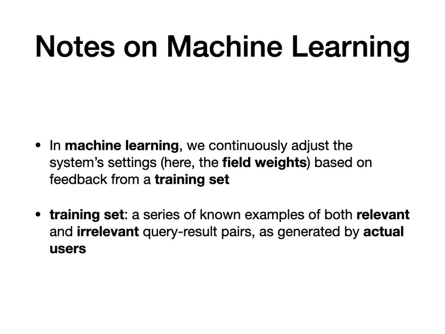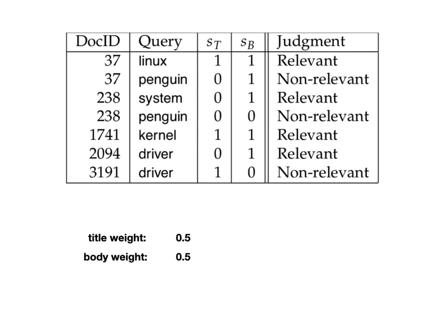And this is, again, based on actual user data. So let's look at this. Oh, there's a lot to pick apart here. So document ID 37 and the query being Linux. For this document, the score for title is a match, right? So S sub T, that's a match. And S sub B for body, that's a match too.